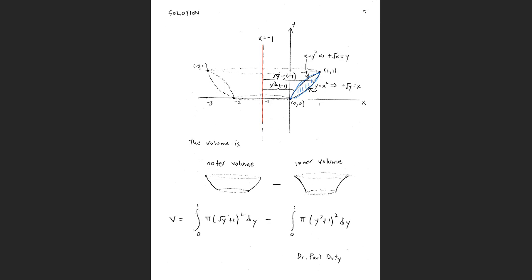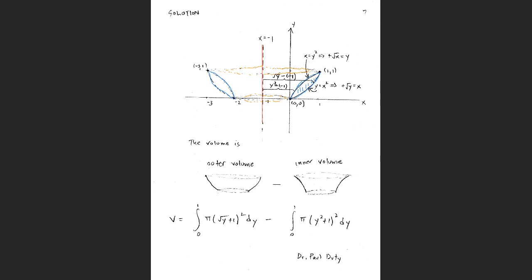So if I rotate that region about the vertical line x equals -1, then you can see the reflection of the region is over here. We can get an idea if we add a little more to the graph here. This is a problem where you're going to have an outer volume minus an inner volume. That's the way you want to do it.